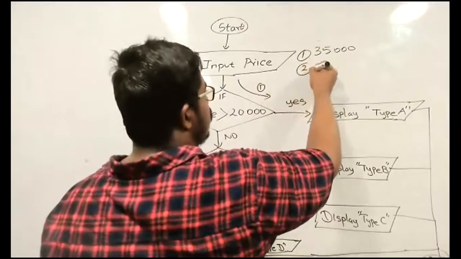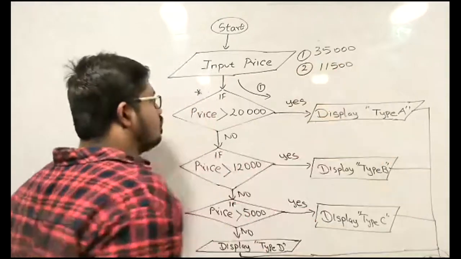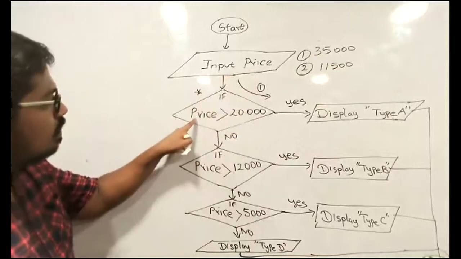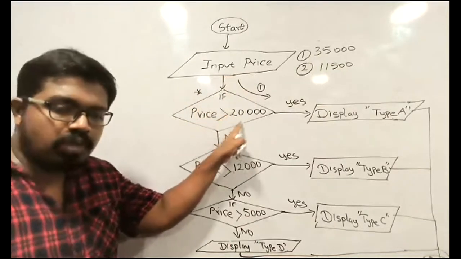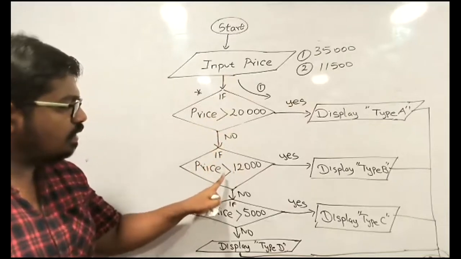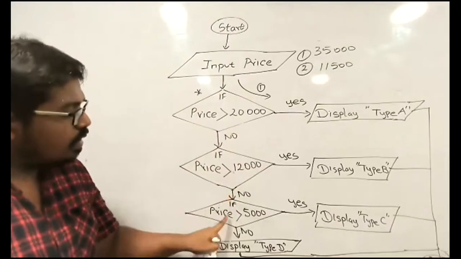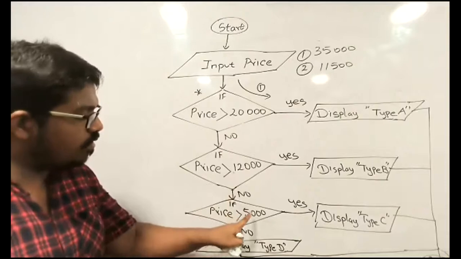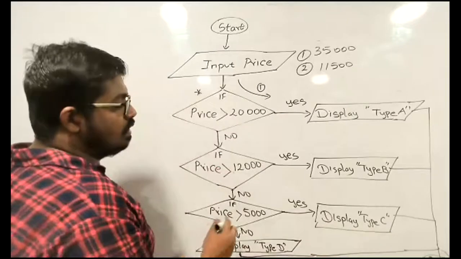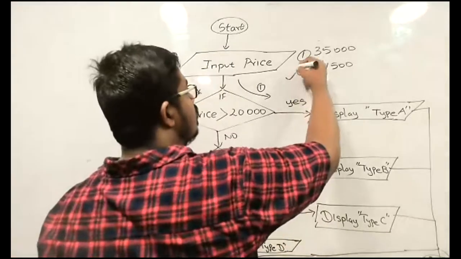Second data, my value is 11,500. Price is 11,500. 11,500 greater than 20,000? No. 11,500 greater than 12,000? No. 11,500 greater than 5,000? Yes. Display type C. So this one will be your second data's output.